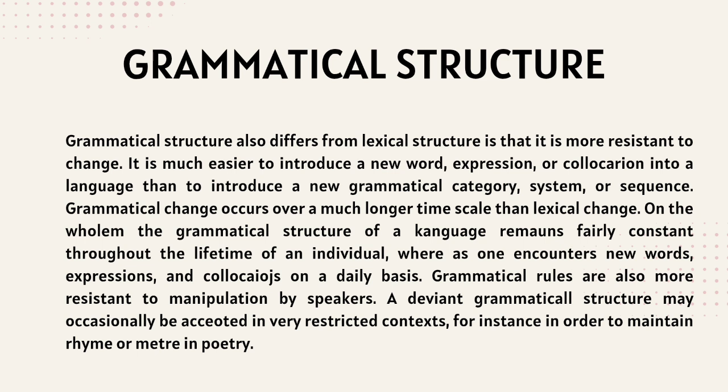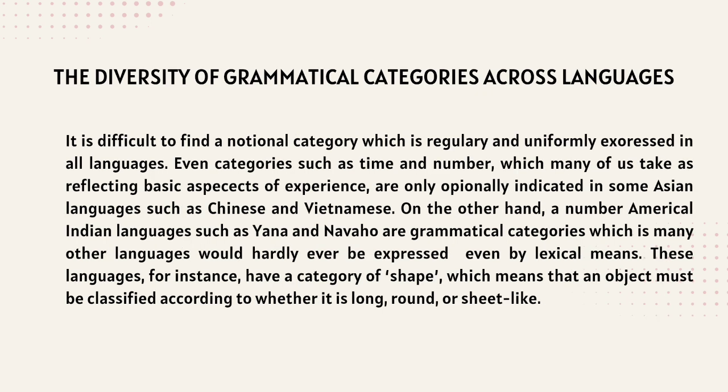Grammatical rules are also more resistant to manipulation by speakers. A deviant grammatical structure may occasionally be used in very restricted contexts, for instance, in order to maintain rhyme or meter in poetry.